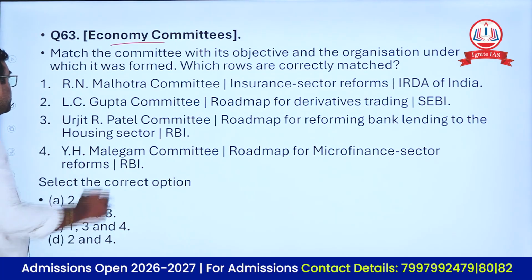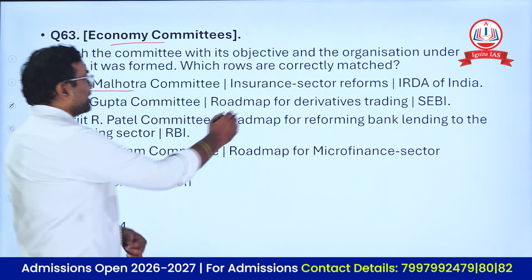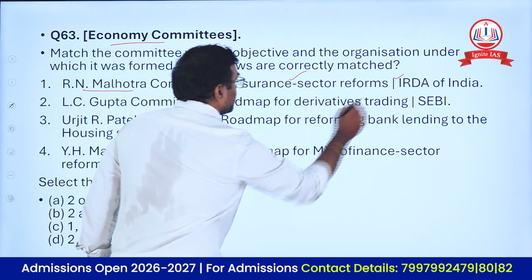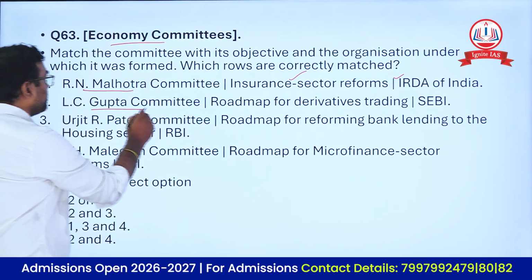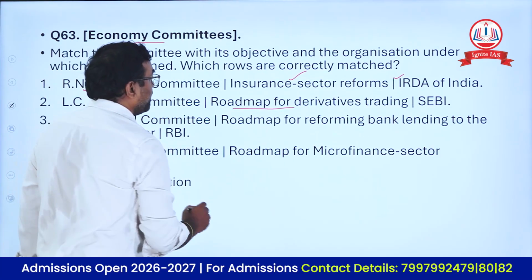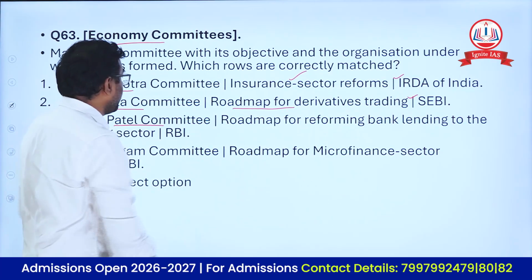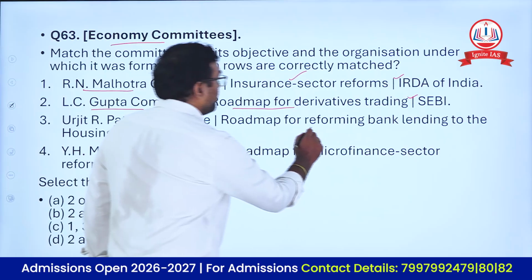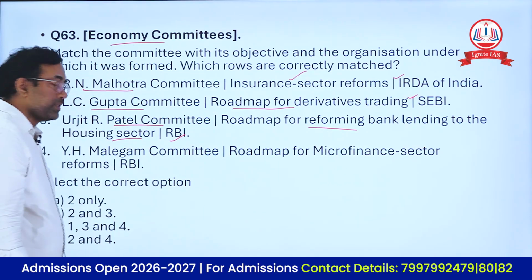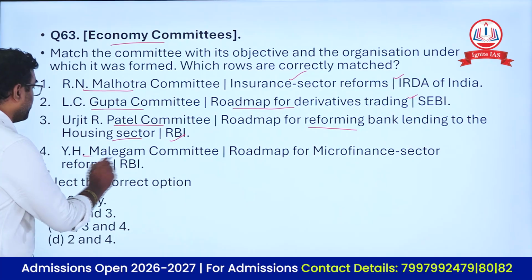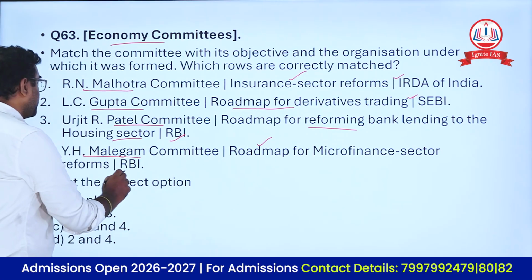So the first statement says R.N. Malhotra Committee, Insurance Sector Reform, IRDA. And the second one is L.C. Gupta Committee, Roadmap for Derivative Trading, SEBI. Next, Urjit Patel Committee, Roadmap for reforming bank lending to the housing sector, RBI. And the fourth one is Malegaon Committee, Roadmap for microfinance sector reforms, RBI.